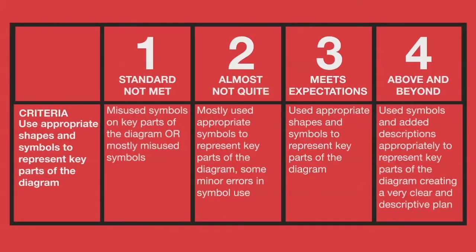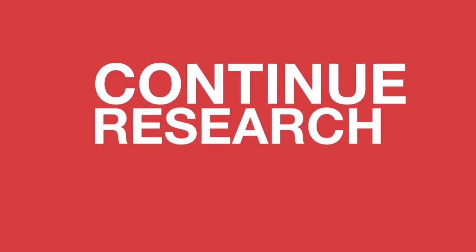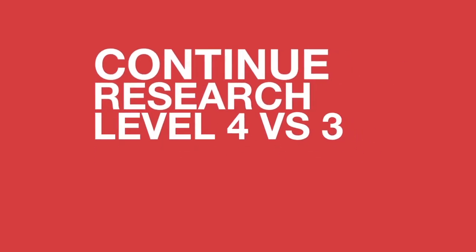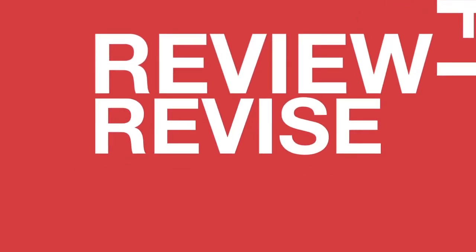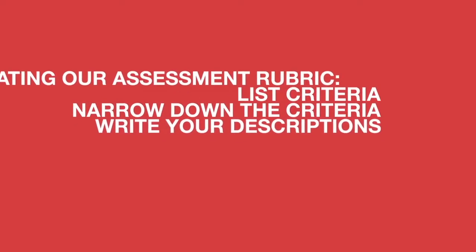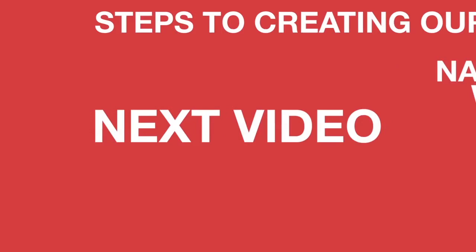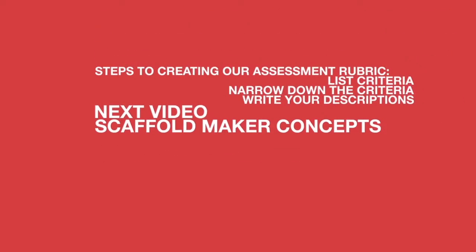To finish creating the rubric, I would continue following this formula. At some points, you may need to research what makes something a level 4 versus a 3. Just try to draft out your rubric and then review and revise it once you have gotten all of your ideas down. In review, the steps to creating our assessment rubric are: list all the criteria for the project, maker and academic, narrow down the criteria, and write your descriptions. You can now use your rubric as an assessment tool for your final project, but you can also construct a simple pre-assessment based on your rubric. In our next and final video, we will plan how to scaffold our maker concepts.